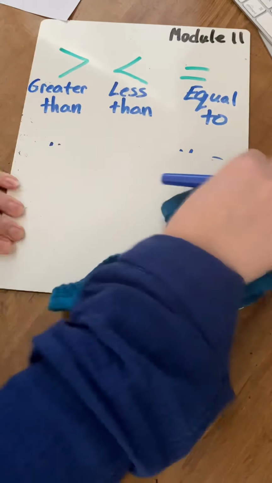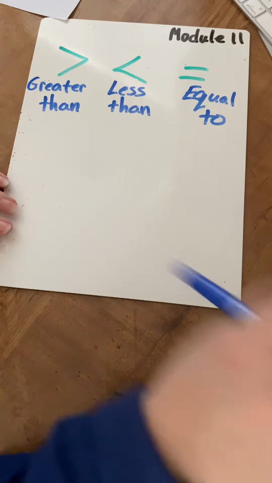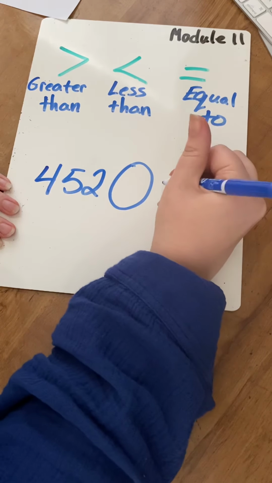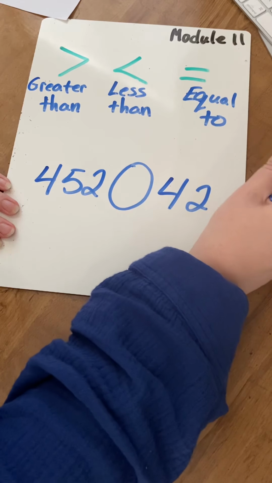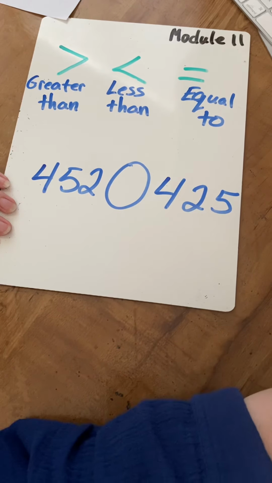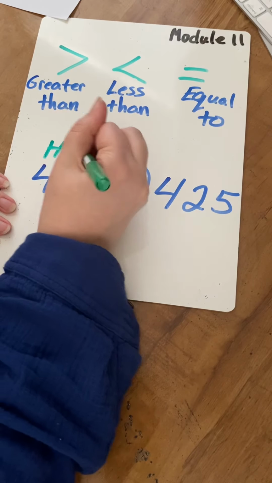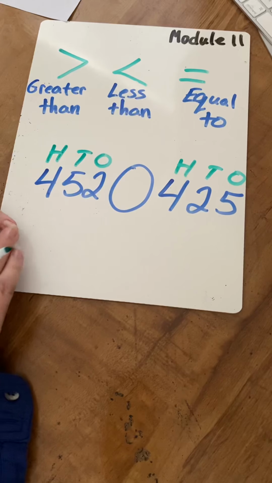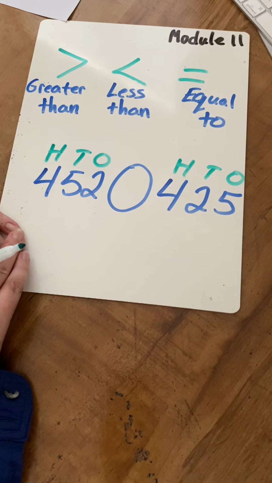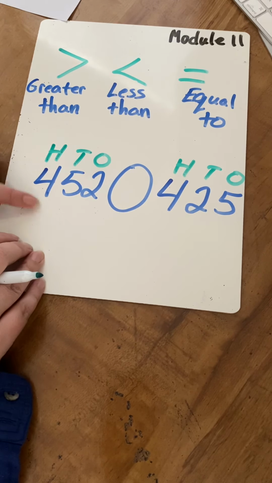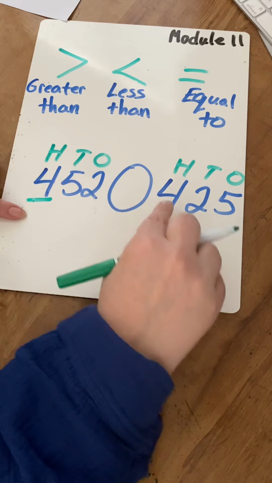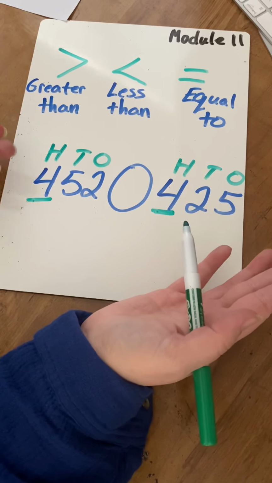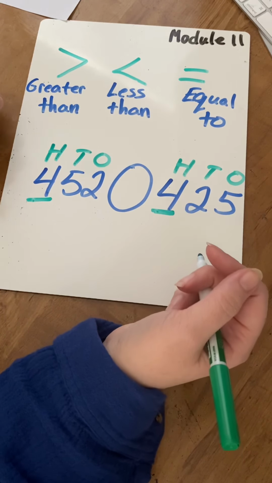Okay, let's write another one. Please write down 452 compared to 425. What's the first thing you're gonna do? I hope you said put your HTO on. Hundreds, tens, and ones. And which one are we gonna start with? Hundreds. What's in the hundreds place here? 4. What's in the hundreds place here? 4. They're both 4. Does that mean this number is equal? No, I still have to go to the tens place.